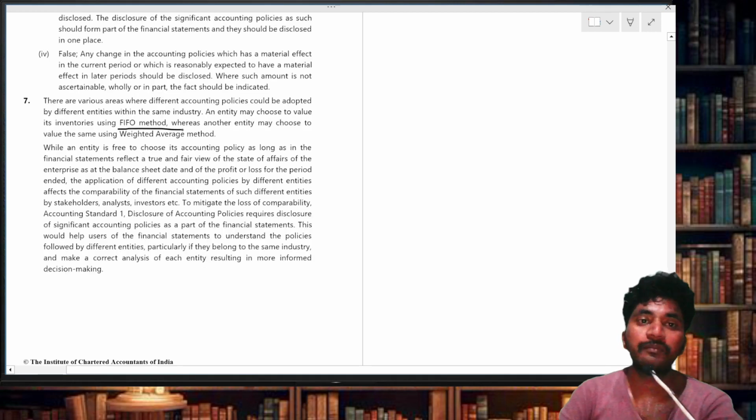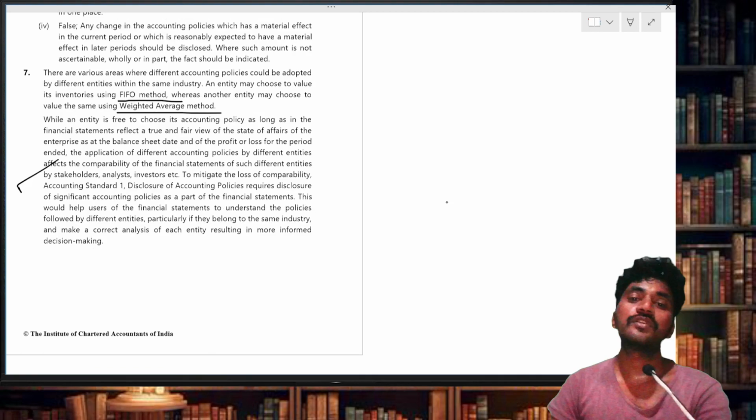Look at the problem of the seventh one. FIFO method, weighted average method is here. The weighted average method is the policy, and this is a disclosure of accounting policy. Okay.